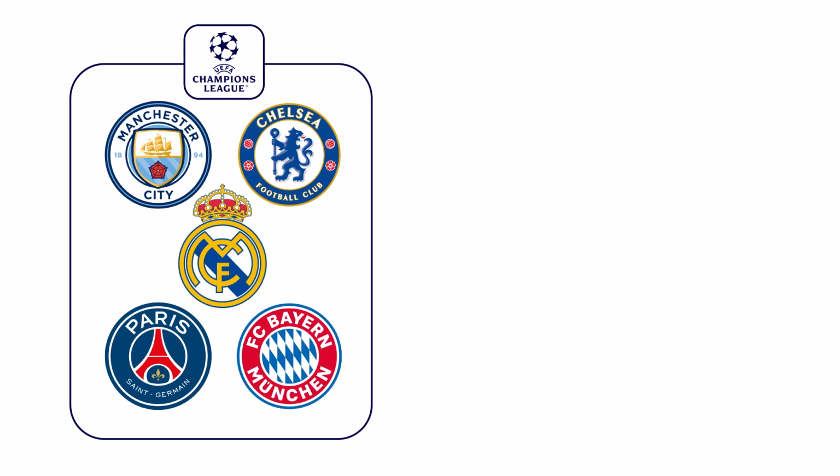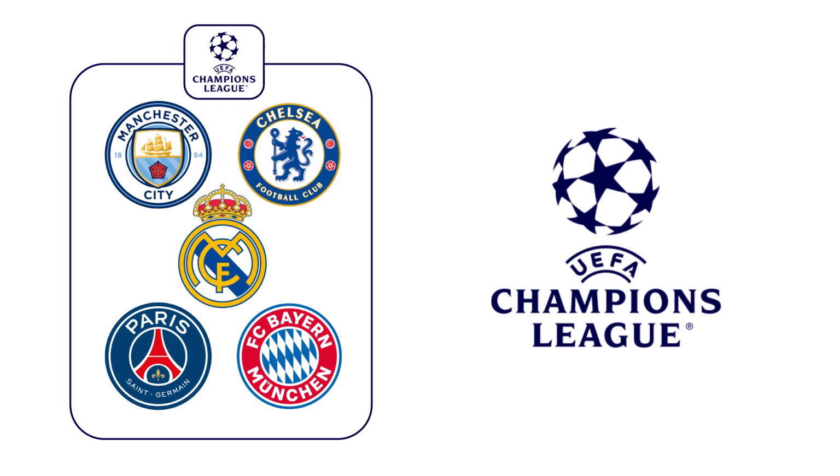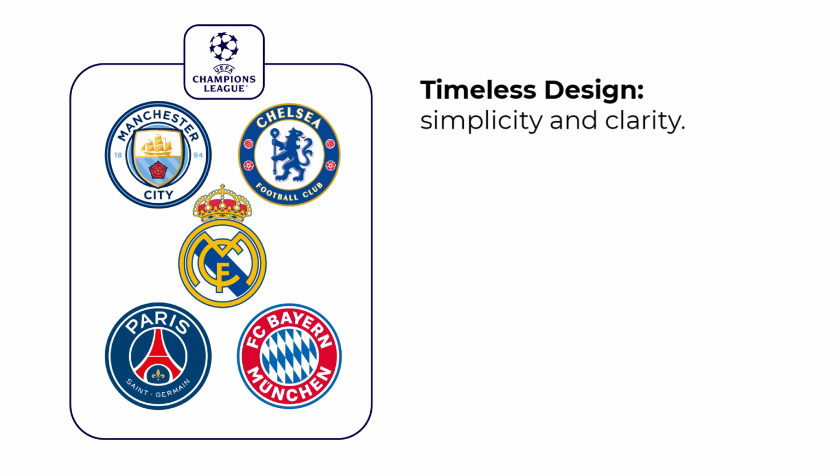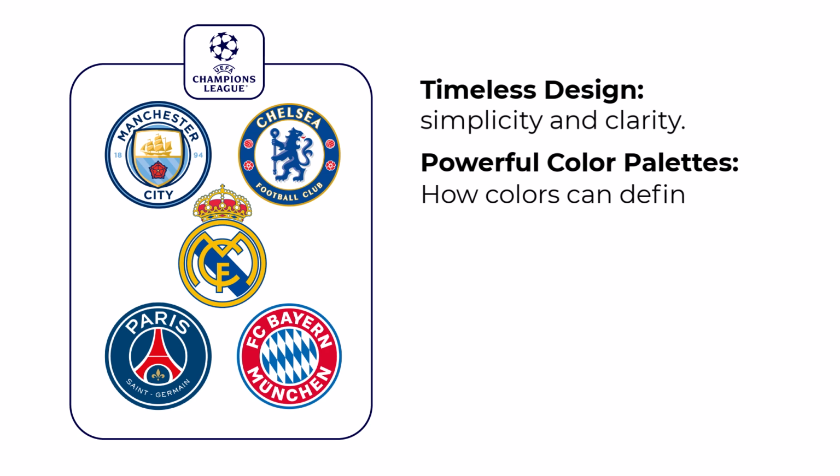These are some of the top teams competing in the Champions League. But what makes them so great? The first thing that catches my eye is the simplicity of the overall concept. Simplicity and clarity stand the test of time. The second characteristic is the bold and meaningful use of color palettes that can easily define a team's identity.